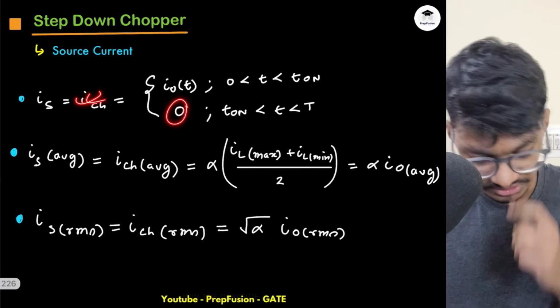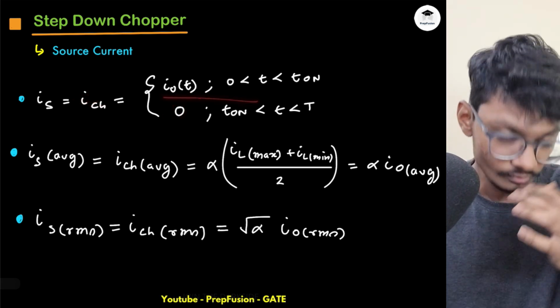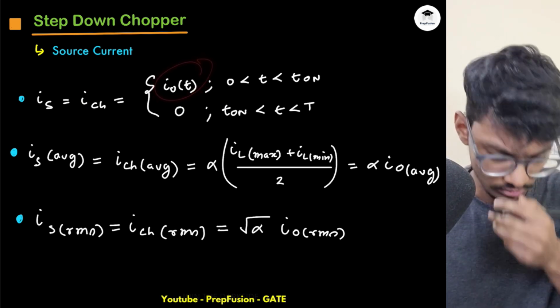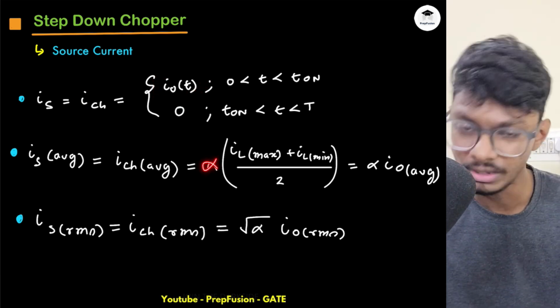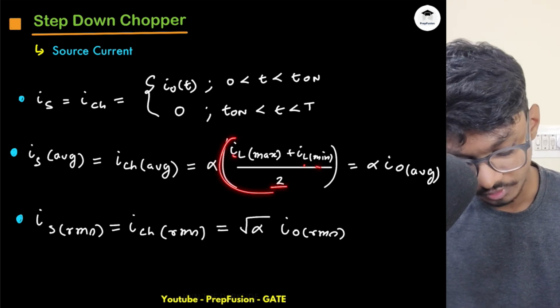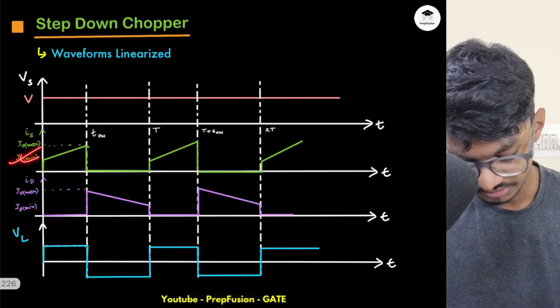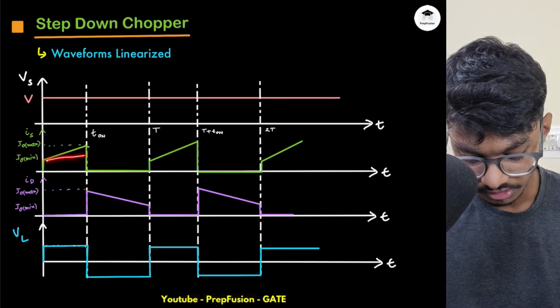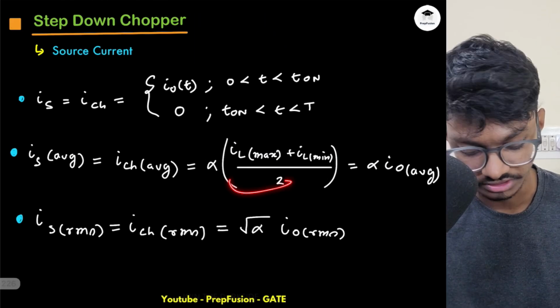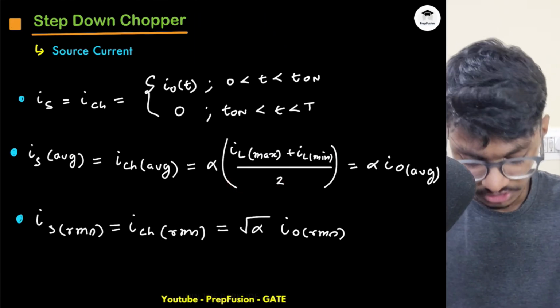So how can I compute the average? Again, it will just contain the area from 0 to T on of the current output. So basically, it will be alpha times that: alpha times (IL max plus IL min) divided by 2. You can compute with the help of the graph as well. This is my IS. If you want to compute this rectangle and this triangle, your result will come out to be this. I don't have time to derive all this, but this is simple basic mathematics. So I hope you can do this.